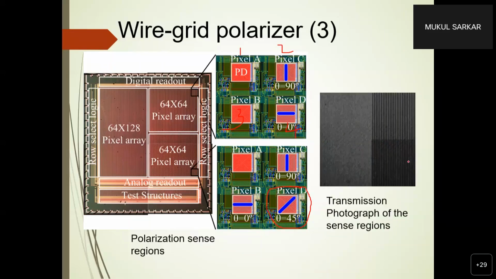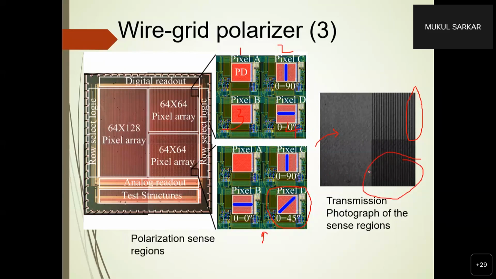So this is the transmission photograph, and you see that in this region there are no metal wire grids, and therefore the intensity is measured. Here you see only 2 metal grids, and therefore you see only one column which is kind of dark, because this metal grid will attenuate 50% of your light.